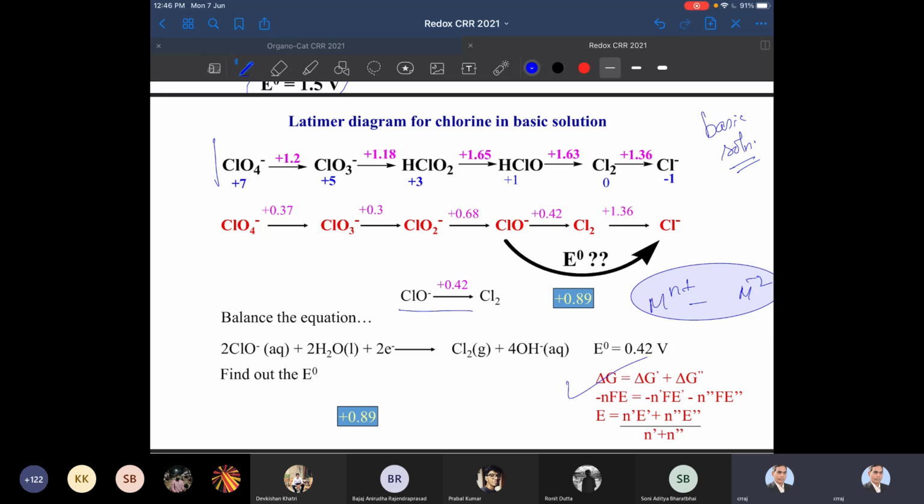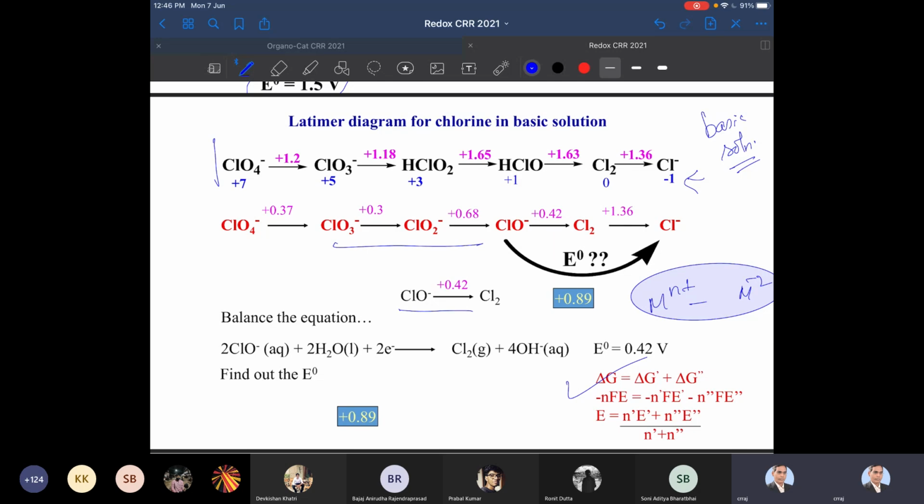I hope you understand, right? This is in your acidic solution, the first one. The second, the red one, is in the alkaline solution. If you look here, Cl2 to Cl minus remains 1.36. That tells us it is a powerful oxidizing agent, either in the alkaline solution or in acidic solution.